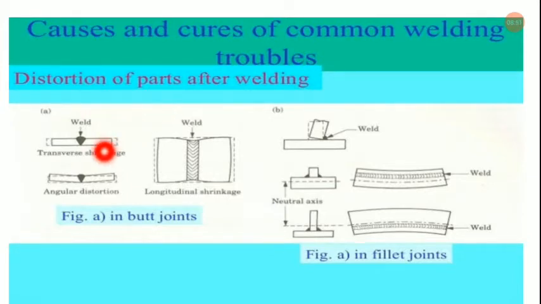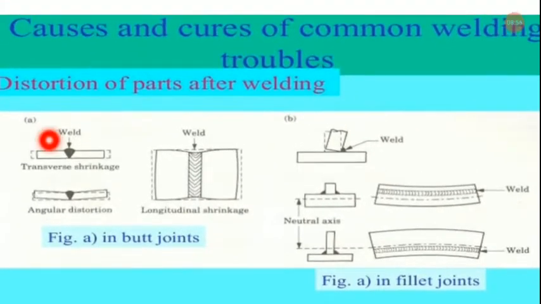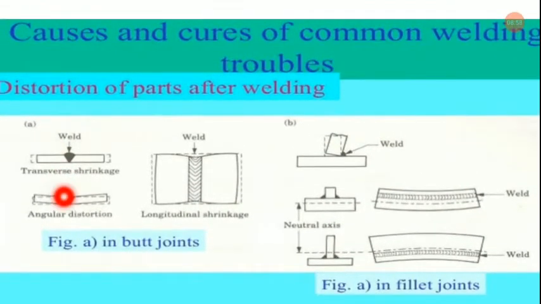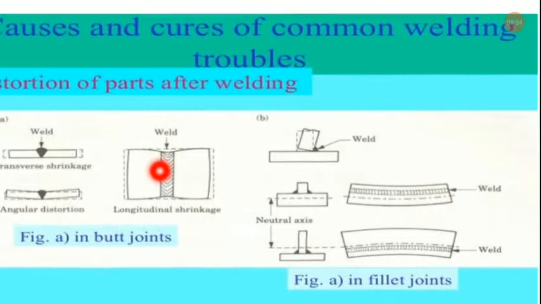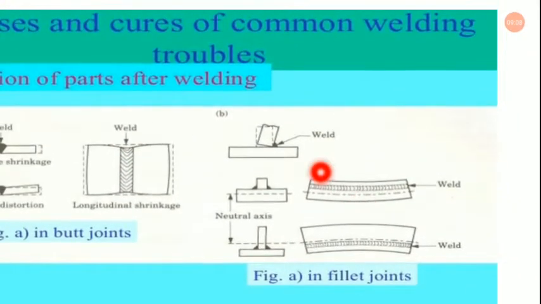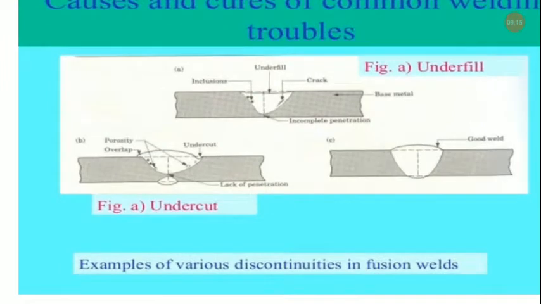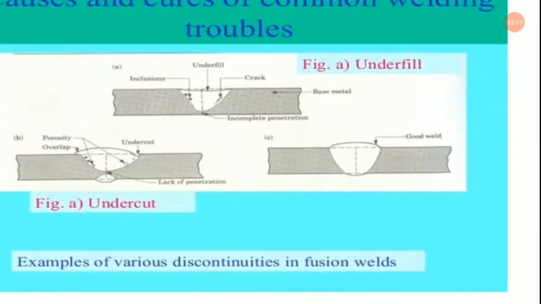Distortion of parts after welding. Now this is the transverse shrinkage. This is the angular distortion in butt joints, and this is the longitudinal shrinkage. Now this is the weld. Now in fillet joint, this is the weld, as you can see. This is the neutral axis. This is the weld.